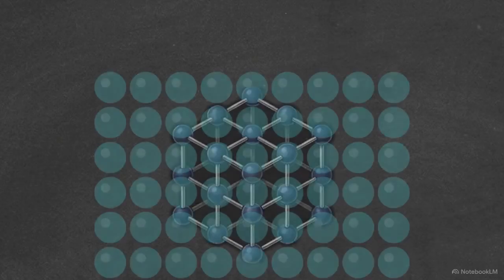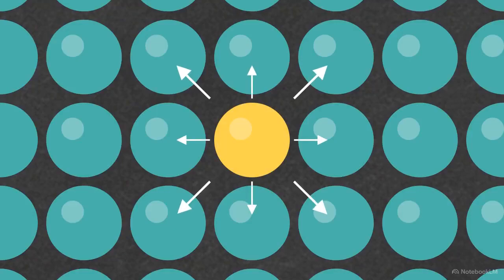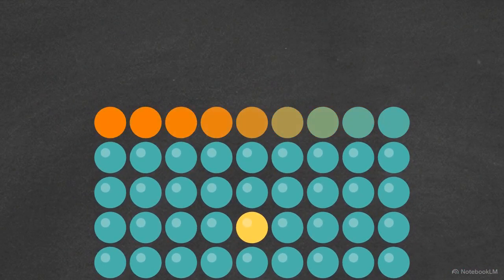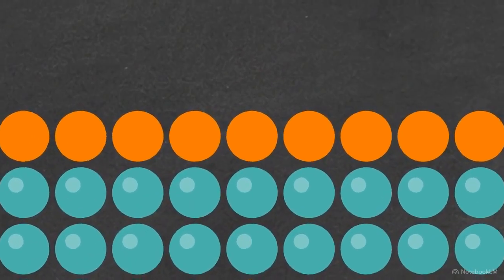To understand why this boundary is so reactive, we have to look at the forces holding the material together. Deep inside the bulk of a solid or a liquid, an atom is completely surrounded by identical neighbors. It is pulled equally in all directions, creating a perfectly balanced, stable force environment.